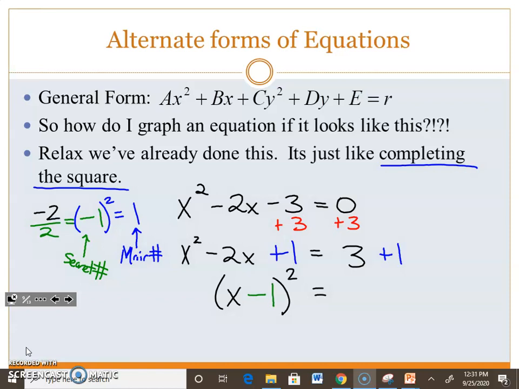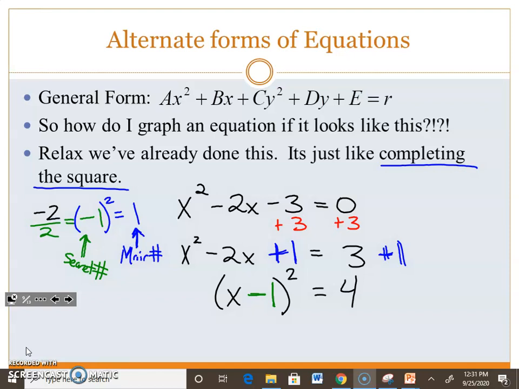Our whole goal was we were trying to find our magic number because that magic number was going to get plugged in and force it to factor. But in the process, we also found a secret number, and your secret number is always going to go in the parentheses with your x there. And you guys can check my work on that. X squared minus 2x plus 1 does factor into x minus 1 squared. And then on the other side of it, I've got a 3 plus 1, so that equals 4.